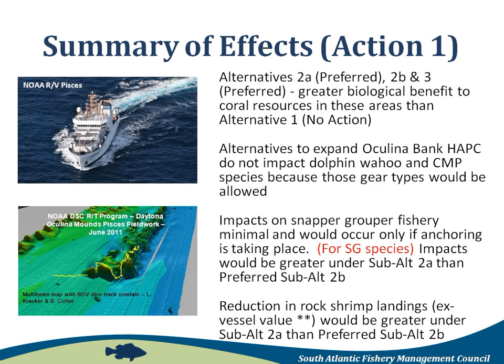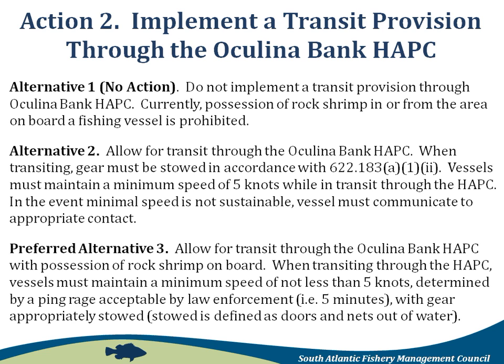The impacts on the snapper grouper fishery would be minimal and would only occur if anchoring is taking place. For snapper grouper species, impacts would be greater under Subalternative 2A than preferred Subalternative 2B. And the reduction in rock shrimp landings and the ex-vessel value would be greater under Subalternative 2A than preferred Alternative 2B. Now, ex-vessel value is the dollar amount that a vessel loses as a result of the reduction in landings. So in this case, rock shrimp landings and the reduction is associated with an expansion of the Oculina Bank HAPC.